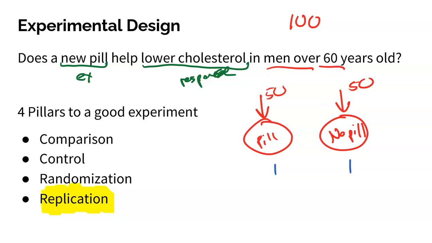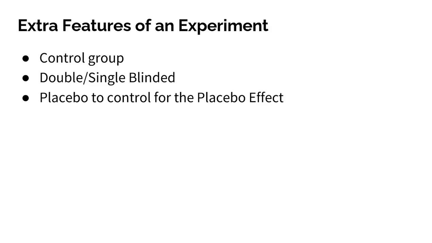All right. Now, one last thing that's tied to this is a couple extra features of an experiment. So, control group. A lot of people think when we talk about the pillar of control, we're referencing a control group. That's actually not true. A control group is a group that gets nothing. Absolutely nothing.